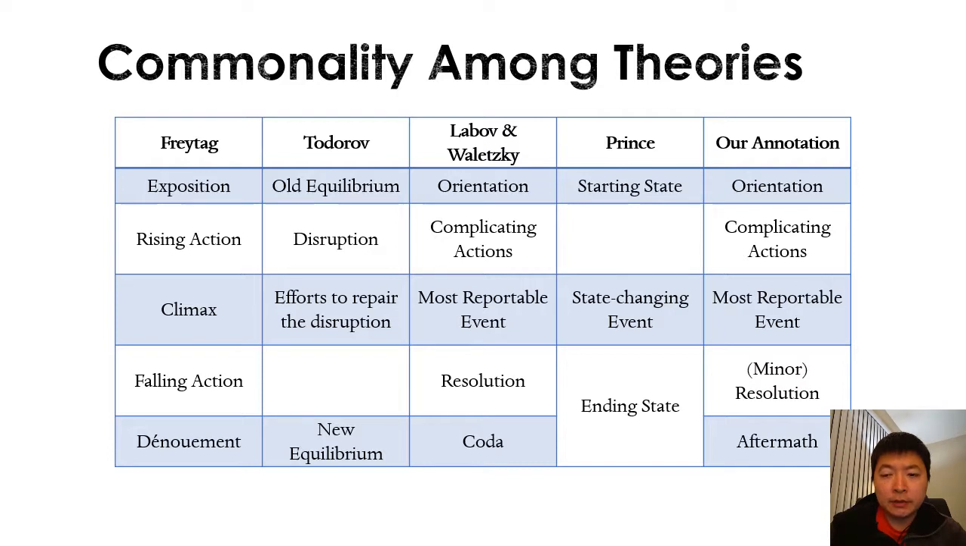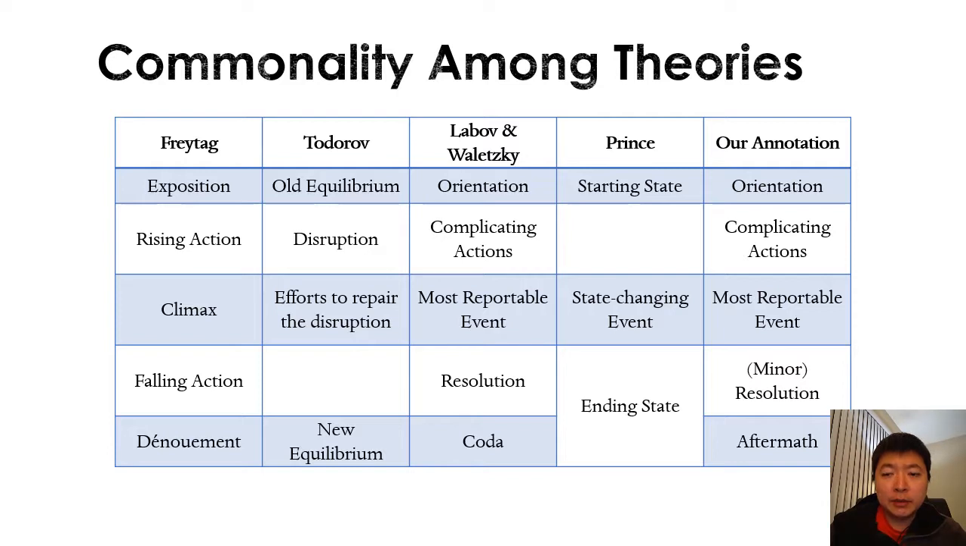Labov and Waletzky have a more complex theory where they consider not only the story itself, but also the interaction between the narrator and the audience. But for stories, they have 5 major categories, which we show here. The orientation introduces the background and the environment in which the story happens. Therefore, we align the orientation with the exposition.